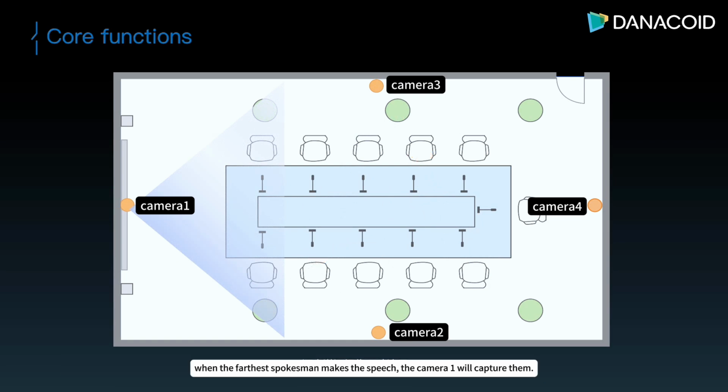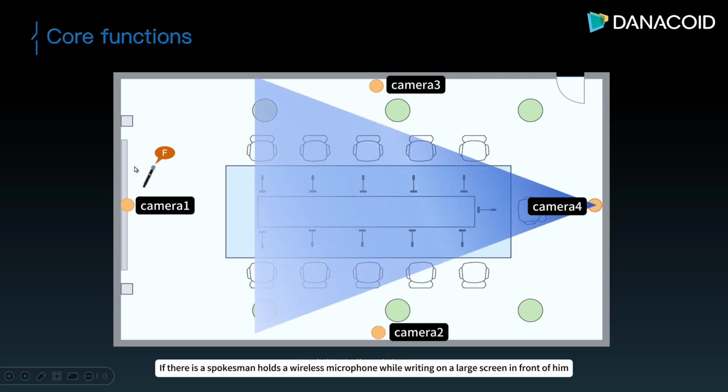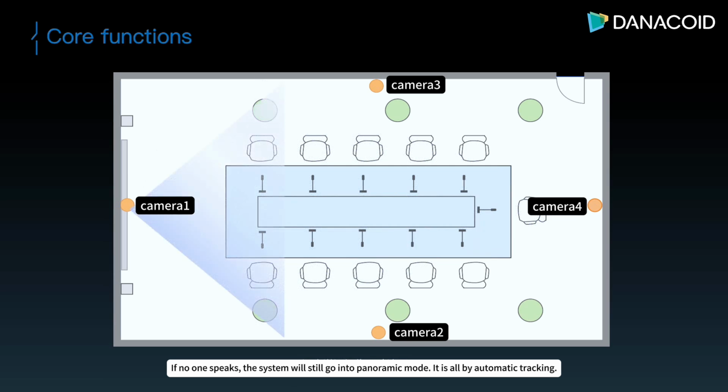When the farthest spokesperson makes the speech, camera 1 will capture them. When no one speaks, it will automatically enter a panoramic state. If a spokesperson holds a wireless microphone while writing on a large screen in front of him, camera 4 will capture a panoramic view. If no one speaks, the system will still go into panoramic mode. It is all by automatic tracking.